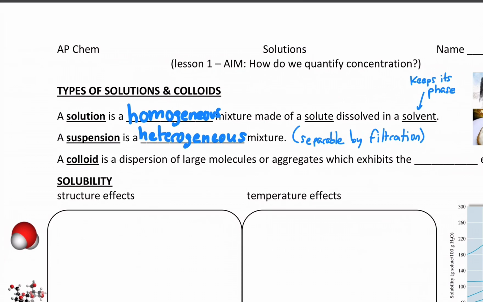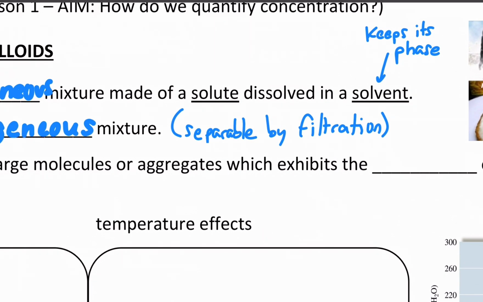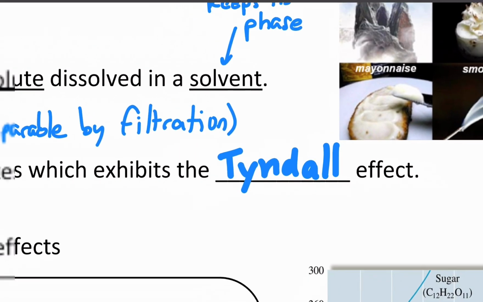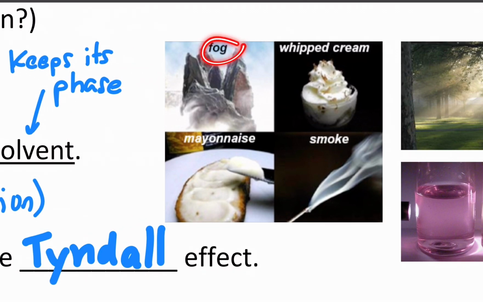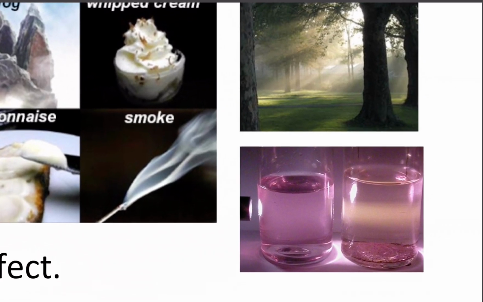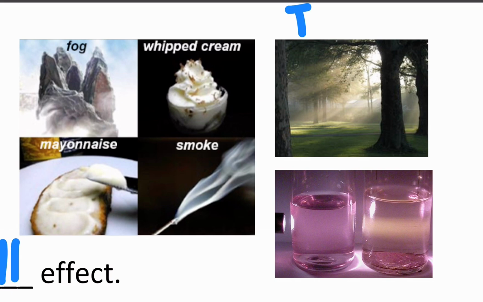And then we have a category that we don't talk about too much in this class, but they certainly exist, and they have a lot of examples, which is called a colloid. A colloid is a dispersion of something that looks very homogeneous, and in fact it is, but the molecules are aggregates which exhibit what's called the Tyndall effect, which is a light scattering effect. For example, fog or whipped cream or smoke all count as colloidal mixtures, and they exhibit this special effect called the Tyndall effect, which is in a picture over here where you can see the scattering of light because the particles are so big.